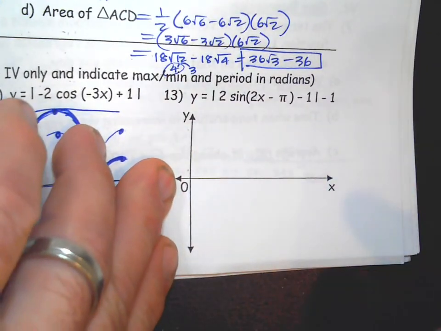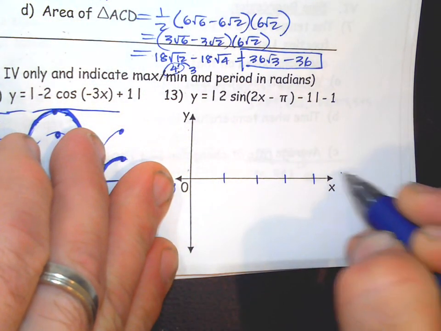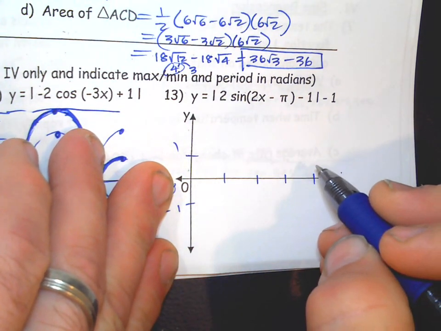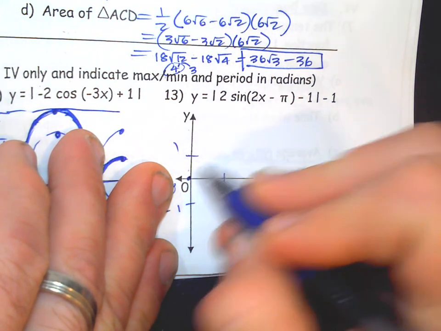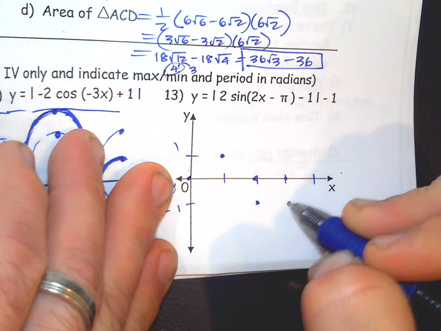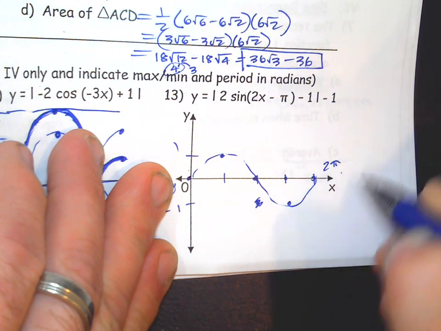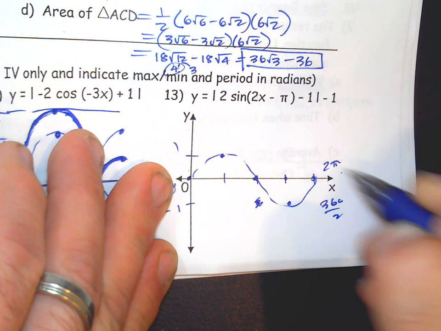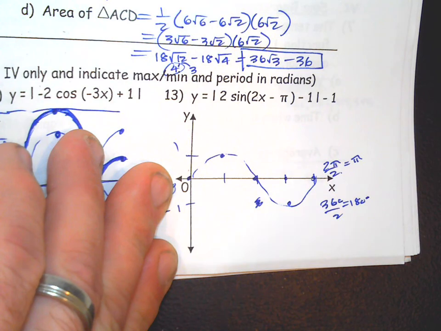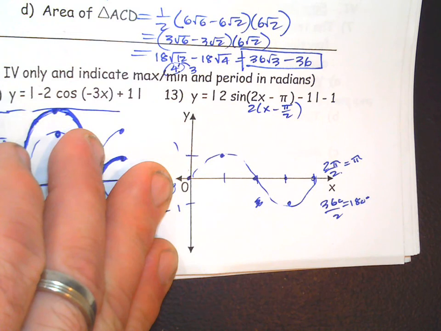Okay, number 13. Mark the period, cut in half, cut the halves in half. So the sine curve starts here, here, here, here. Oh wait, here, here, here. The period is generally 2 pi, 360. It's going to get divided by 2. So the period is pi, 180 degrees. Now we've got to factor the 2 out of this to get the right shift. That's a horizontal shift to the right, pi over 2.